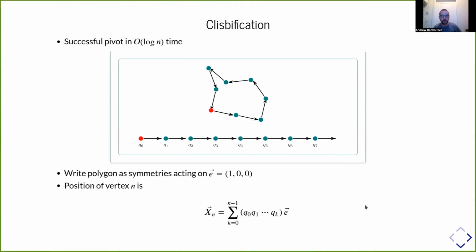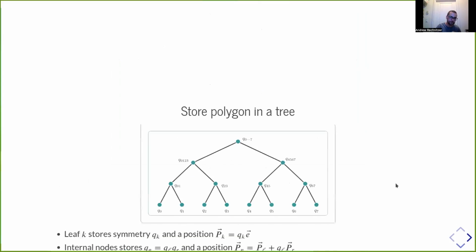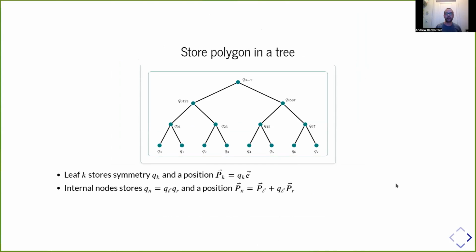And so, Clisbifying things, we take our polygon and encode it as a sequence of symmetries acting on a unit edge. The position of the nth vertex is just this sum of products of those symmetries acting on that unit edge. Something that really helped me understand how this works is to write down the position of vertex 1, vertex 2, vertex 3 as this sort of sum of products. And then you store all of that in a binary tree.